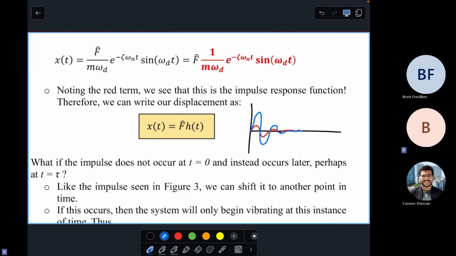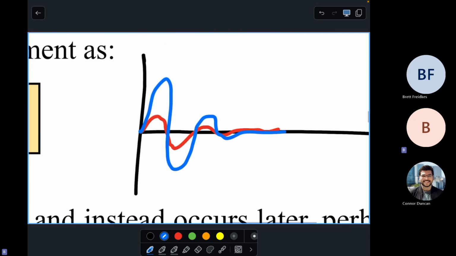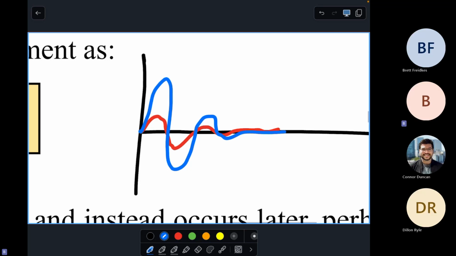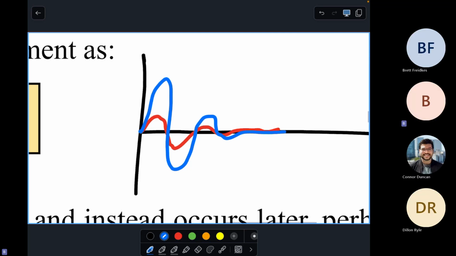you can see that the red one is the impulse response function with an impulse of 1. It's underdamped, so it's decaying. The blue is exactly the same, except bigger amplitude. That's the only thing. It might take longer to decay also because of the fact that it has a bigger amplitude. But I didn't draw that perfectly here.